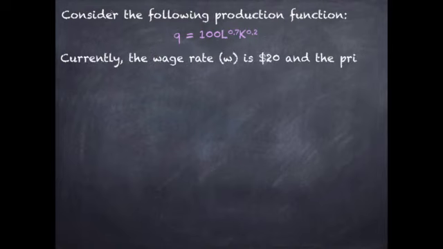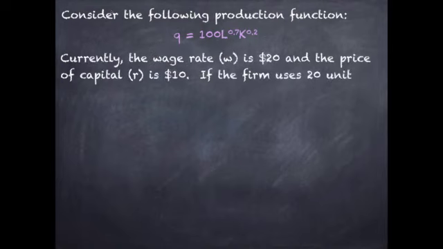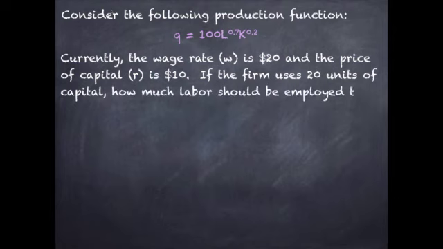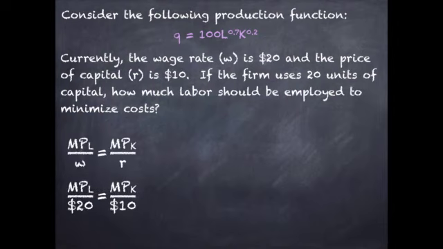Currently, the wage rate W is $20 and the price of capital R is $10. If the firm uses 20 units of capital, how much labor should be employed to minimize costs? So I think the key block that students had here was forgetting what the cost minimizing condition is. The cost minimizing condition is the marginal product of labor divided by the wage rate is equal to the marginal product of capital divided by the cost of capital, or sometimes I say the rental rate of capital. So that condition holds, we're minimizing costs.